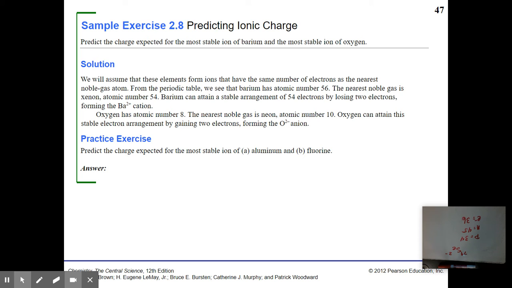Now let's look at the practice exercise here. We got a couple more here. Okay, so let's look at aluminum. Can anybody find aluminum, or as the Australians say, aluminium? For some reason, they add letters to it. Found it. Where is it? Number 13. Okay, it's right here.